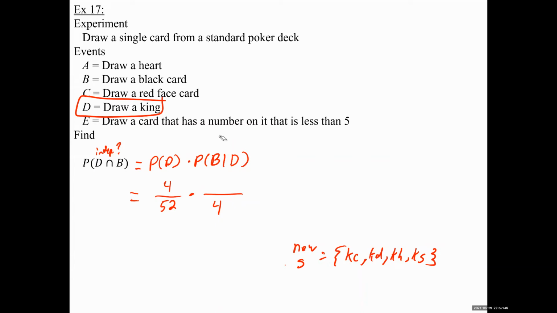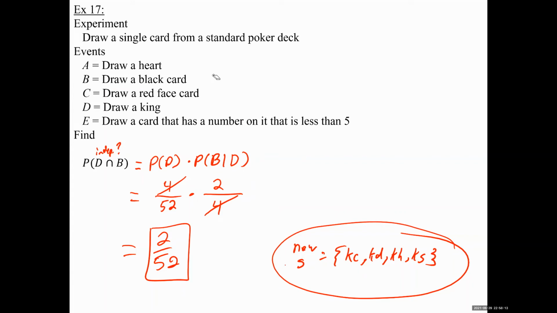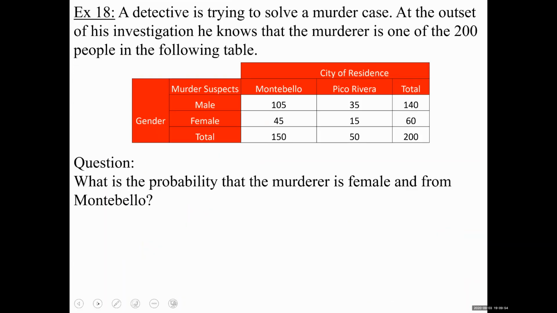Now, to get the top number, the probability of B, you have to count the black cards, but don't count how many black cards are in a full deck. Count how many black cards are in my new deck. How many black cards in the new deck? 2. And you can multiply straight across, or you can cancel the 4s. The answer is 2 out of 52. That could be simplified further. All those things are up to you. I don't need you to do that. That's the only part of example 17 I'm going to do.